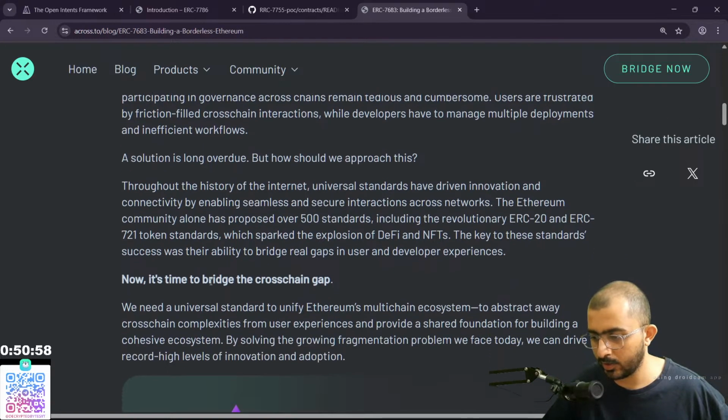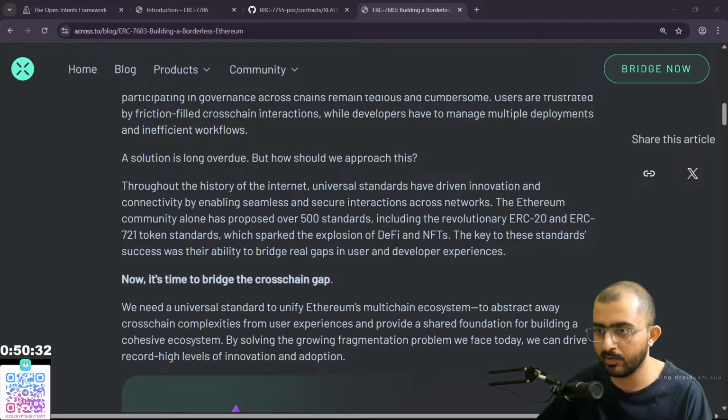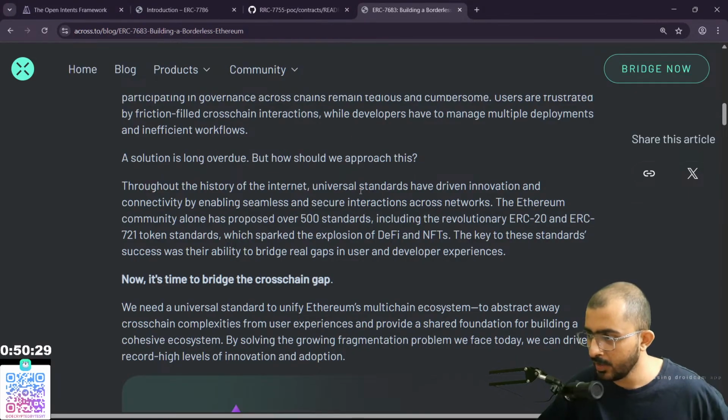Throughout the history of the internet, universal standards have driven innovation and connectivity by enabling seamless and secure interactions across networks. The Ethereum community alone has proposed over 500 standards, including, okay, we know ERC-20, we know ERC-721. It's not new. We have seen it, we have used it, everything is there. Okay, so what? Yeah, we were here, right?